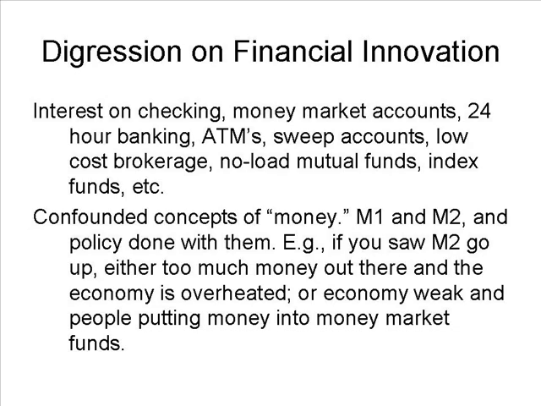So if you saw a lot of M2, you thought that there was too much money out there and that the economy was overheated. But an equally plausible story was that the economy was weak and that people were simply putting money into money market funds. That's M2. So the quantities of money got very confounded, and it made it very, very hard to do central banking.